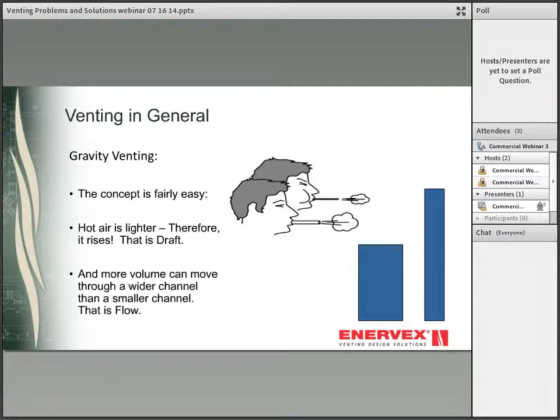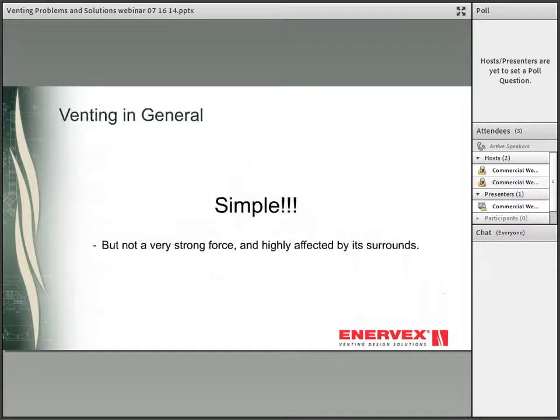Two major factors that influence the chimney capacity: draft and flow resistance. Flow resistance is a result of friction and always exists between the moving gases and the chimney through which they flow. Bends and elbows cause flow resistance, but even a straight pipe can cause flow resistance. It's simple, but it's not a very strong force, and it is also highly influenced and affected by its surroundings.